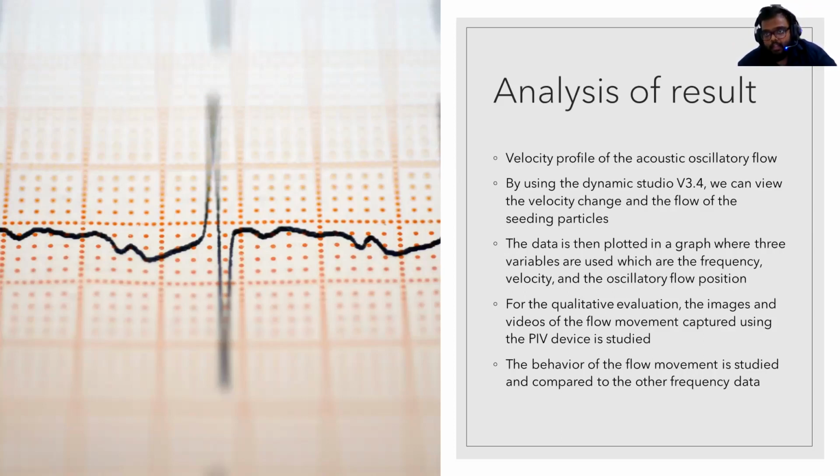So the second variable is the variable that needs to be measured for this project. The velocity profile of the acoustic oscillatory flow needs to be observed. To do this, we will be using a PIV, and it needs to be analyzed through Dynamic Studio version 3.4. The data are plotted in a graph of 3 variables where frequency, velocity, and oscillatory flow is needed so that we can calculate the coefficient of the oscillatory flow.